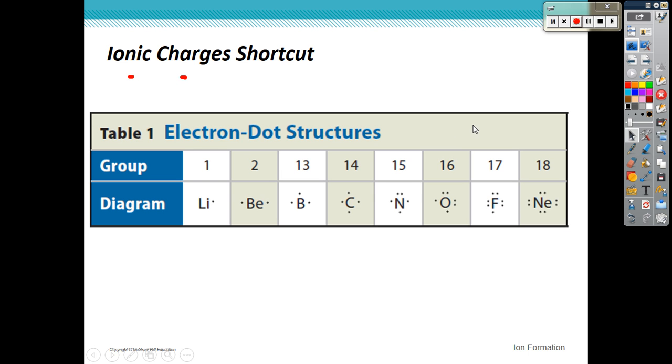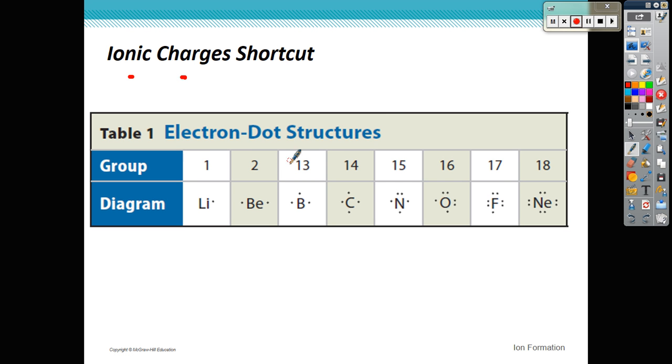As a matter of fact, the shortcut that I tell people to write on their periodic table is everybody in group 1 has 1 valence electron. So they're all metals. They will lose that 1 to get a +1 charge.